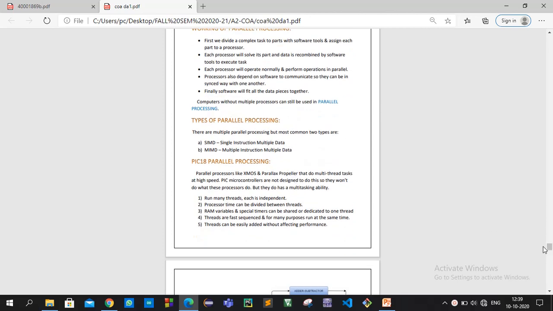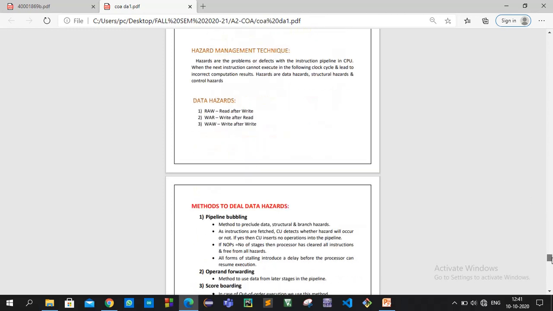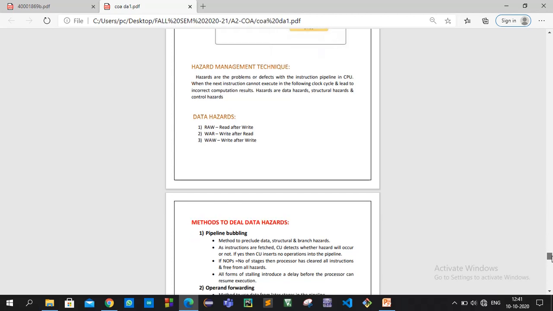PIC18 does not support parallel processing directly, but it has some multitasking ability features. So these are all the five multitasking features which come under the multitasking ability of my PIC18 microcontroller. This is a block diagram of multitasking of my PIC18 microcontroller.